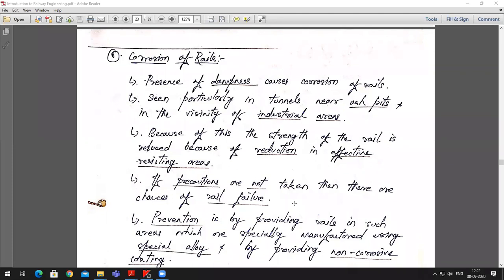Since you don't want this corrosion to happen, we normally provide a protective coating during the manufacturing process itself, and after a certain period of time, during the maintenance process after laying the rails on the track, the maintenance engineers will again spray the non-corrosive coating on the rails. So that is about corrosion. If you want to see how the corrosion would look like, I will show you.